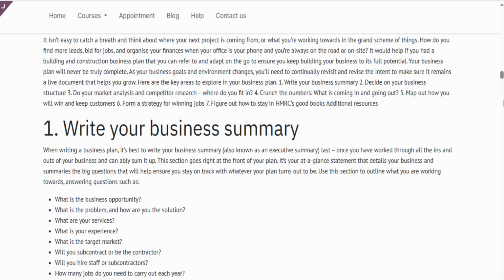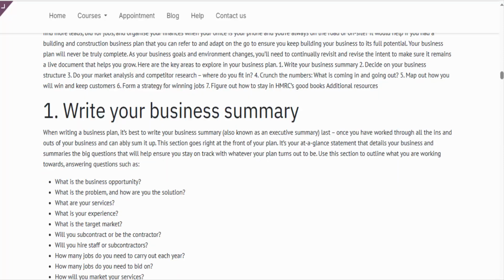5. Map out how you will win and keep customers. 6. Form a strategy for winning jobs. 7. Figure out how to stay in HMRC's good books. Additional resources. 1. Write your business summary.